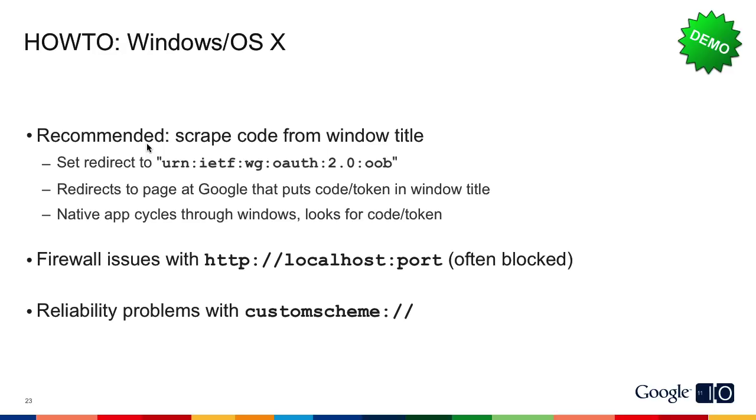There are often firewalls running that at the very least throw up some confusing screens that users don't quite know what to deal with, that warn them, or perhaps sometimes even forbid it altogether. Another practice that is sometimes recommended is to use a custom scheme. So as you redirect your URI, you say something like foobar colon slash slash redirect. Again, it's a little unreliable to use this practice because you don't know that there isn't another app that registered the same redirect, and now that app on the platform gets your token instead of your app.